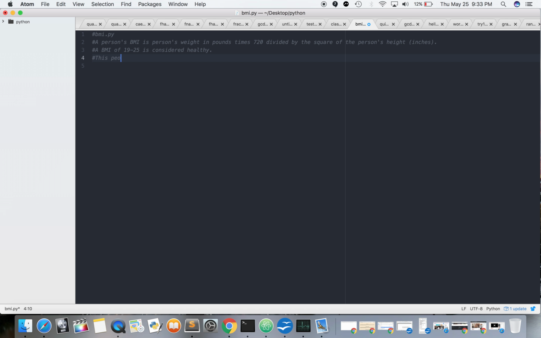This program calculates a person's BMI. It prints a message telling whether they are above, within, or below the healthy range. Okay, let's do it.